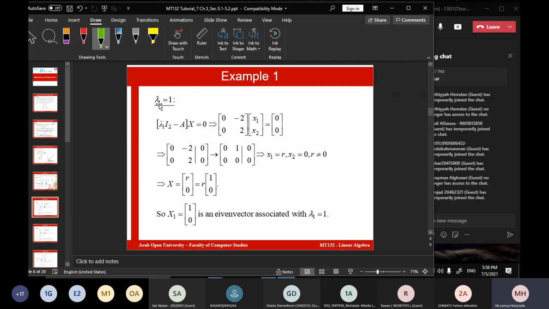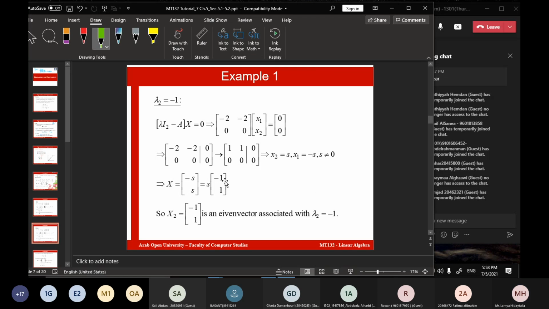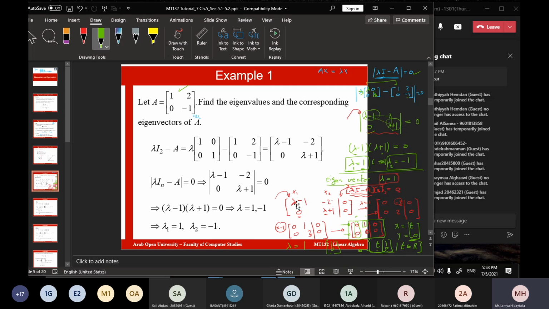Right, this is for the case lambda equals 1. And as we found, the eigenvector associated with lambda 1 is equal to 1 and 0. Now, in the other case, when lambda 2 equals minus 1, we substitute in our matrix by minus 1. So minus 1, minus 1 is minus 2. So minus 2, minus 2, 0, 0. And minus 2 plus 1 is minus 1 and 0.